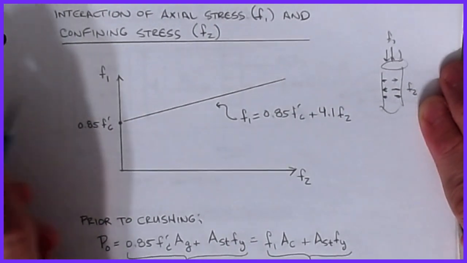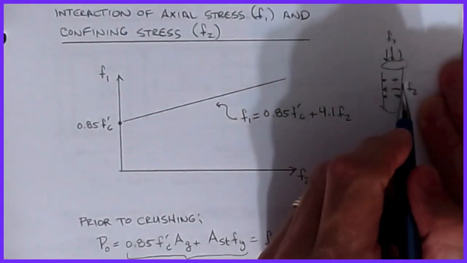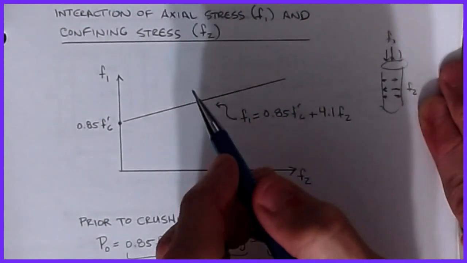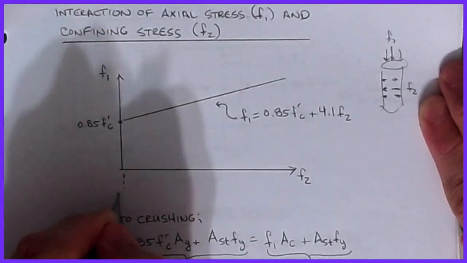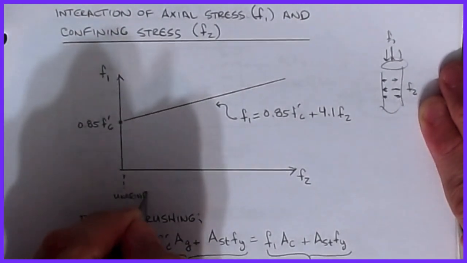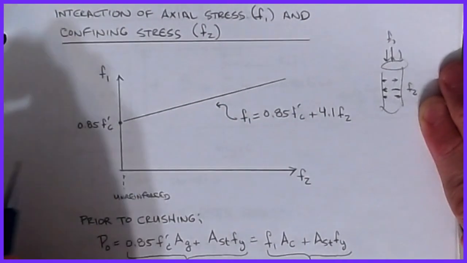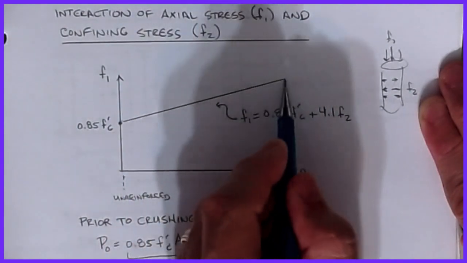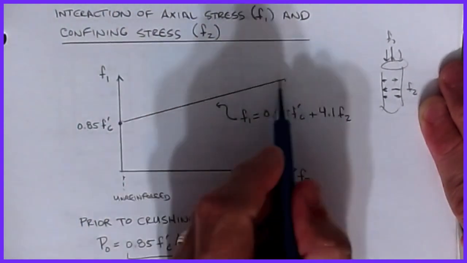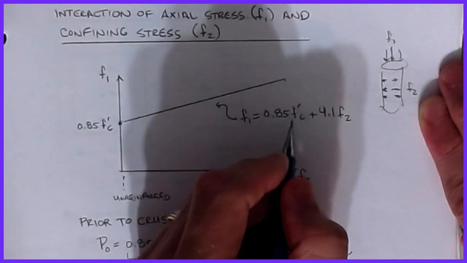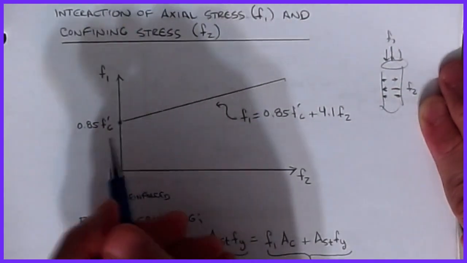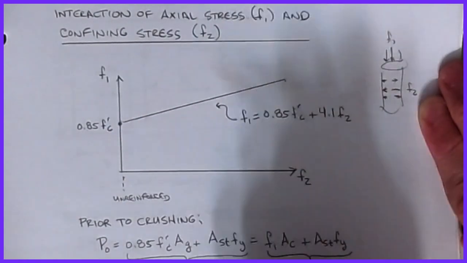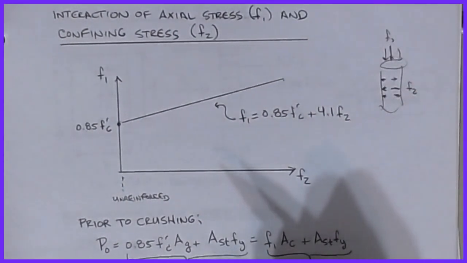But what we find is that as I increase F2 and provide more and more steel this way, I can increase F1. This is the unreinforced position, where once I get to that limit, I fail it. But as I start to increase F2, you can see that I actually start to gain strength. The equation of this line is F1 equals 0.85 f prime c plus, based on experimental research, about 4.1 times F2. That jives pretty well with the prediction model that we had.